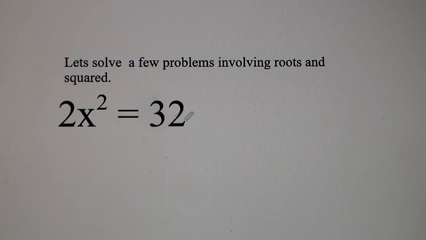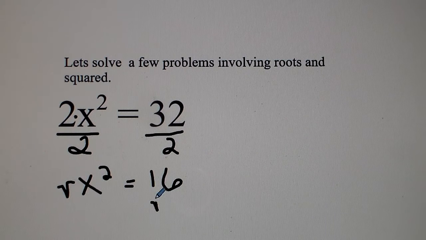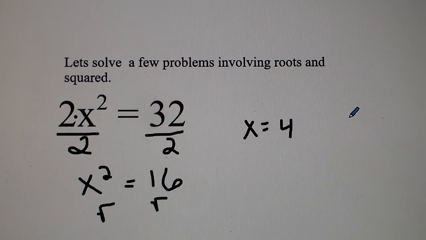So let's consider doing a couple problems here. We have 2 times x squared equals 32. Our goal is to first get that x squared all by itself. So we have to break apart this times 2. The opposite of times 2 is divide by 2. So we divide by 2 to both sides, and we're going to get x squared is equal to 16. To get rid of that squared, we do the square root to both sides. So x squared, we do the square root of that, we get x. The square root of 16 is 4. So our answer is x equals 4.